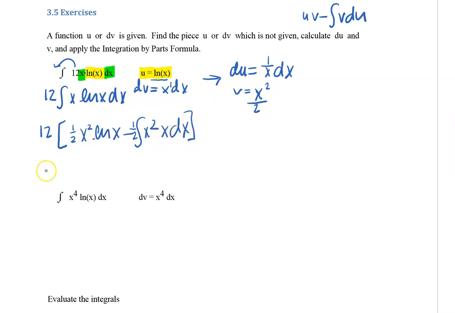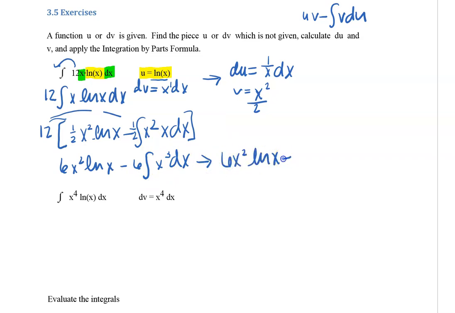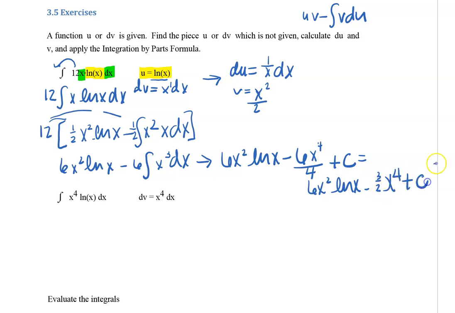And then I'm going to work through this. So let me go ahead and distribute this 12 back in here. So it gives me 6x squared ln x minus 6 integral of x squared times 1 over x would just be x, so x dx. And then that I can integrate just by adding 1 to the exponent and dividing by the new exponent. So it would be minus 6, let's see, add 1 to the exponent, divide by the new exponent, plus c. And then clean that up once more: 6x squared ln x minus 3 over 2 x to the 4th plus c.